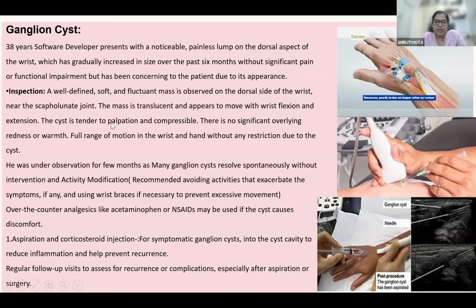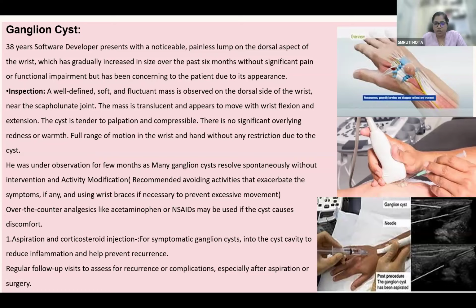Sometimes it is tender on palpation and usually compressible, and there is no redness or warmth unless it is inflamed or infected, and it doesn't hamper the movement of the joint. And here you can see what usually happens: sometimes this cyst resolves spontaneously. They do not need intervention, just some activity modification or over-the-counter medications.